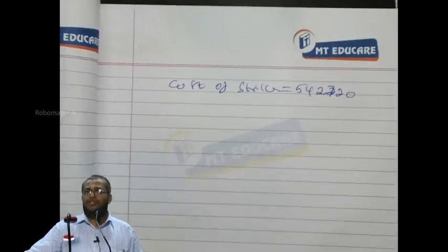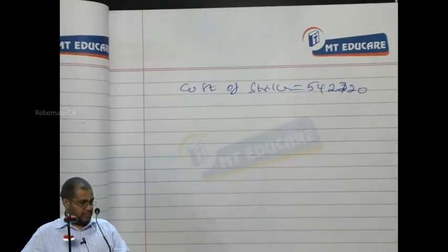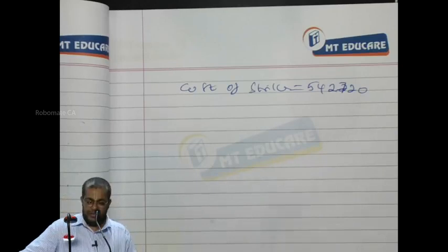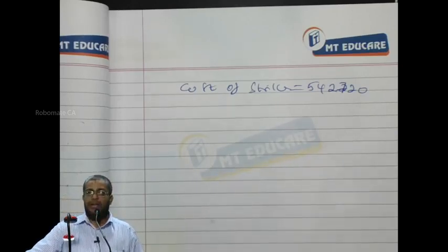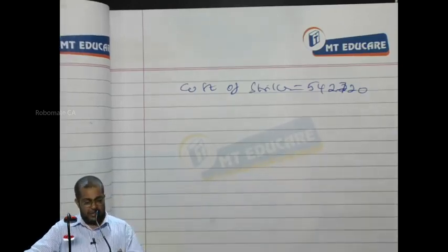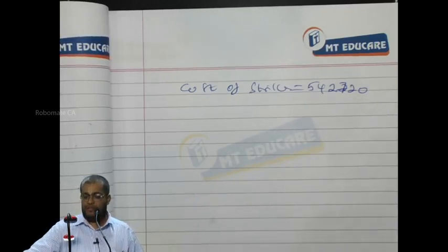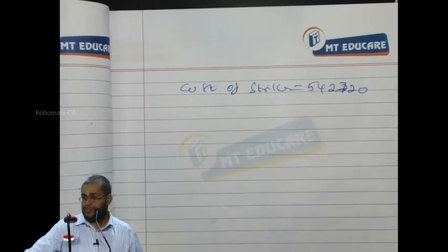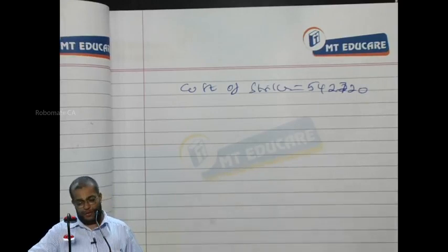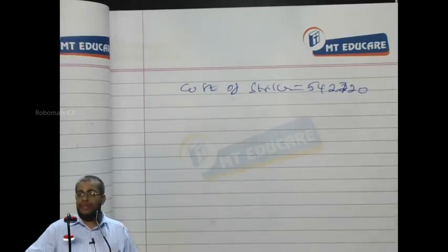The real cost of strike is 5,42,720 minus 62,000. 5,42,720 minus 62,000 is equal to how much rupees? 4,80,720.